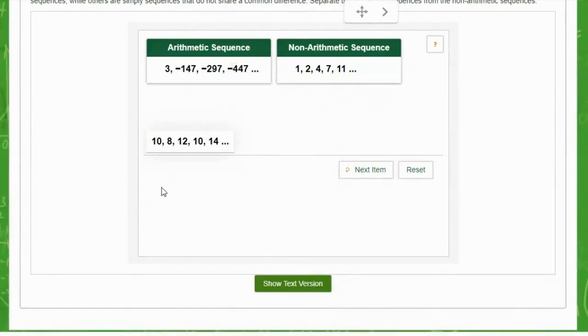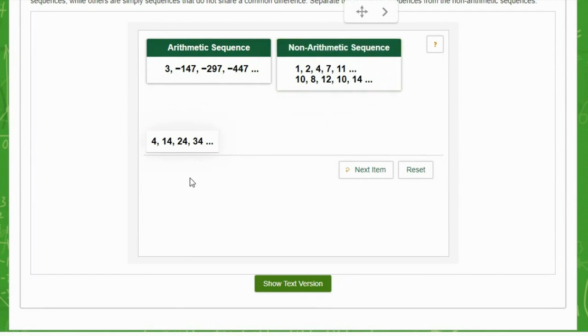How about this one? 10, 8, 12, 10, 14. That's interesting. So it goes down 2, and then goes up 4, and then down 2, and then goes up 4. Well, there's a pattern there for sure, but it's not the same every single time. It has to be the same thing that you're adding every time, and it's not.